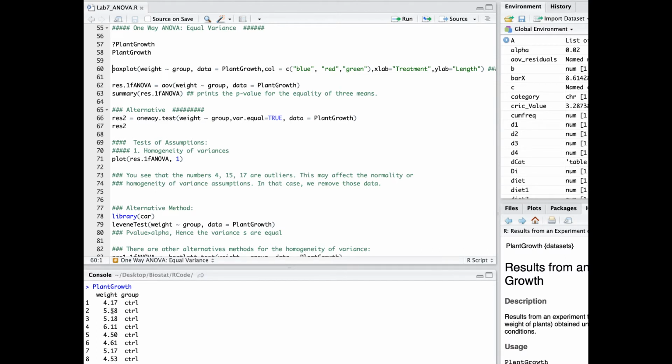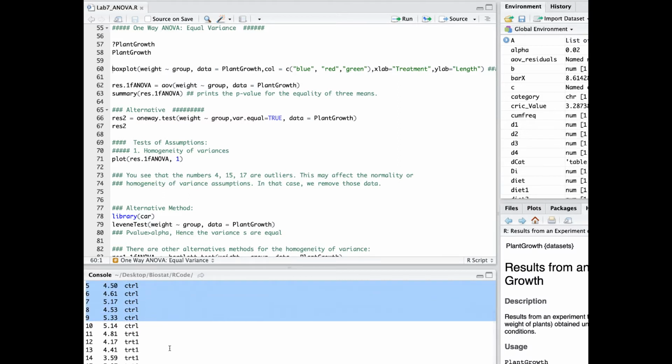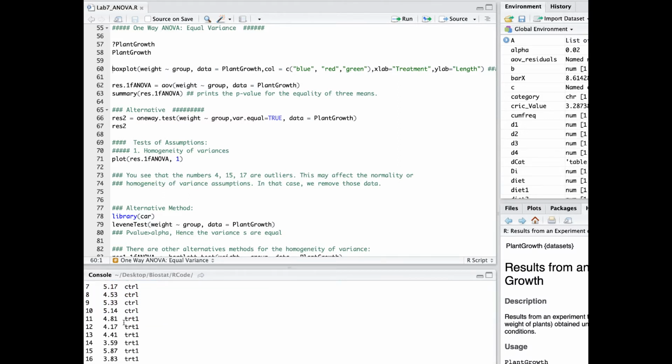So here is the weight, and here is the group. The weights 4.17, 5.58, 5.18, up to 10 values, are the weights of the control group. Next, 4.81, 4.17, 4.41 are the weights of the treatment one group, and the remaining are the weights of the treatment two group. Now we want to know whether the average weight of the control group, treatment one group, and treatment two group are equal or not. That's our goal here.